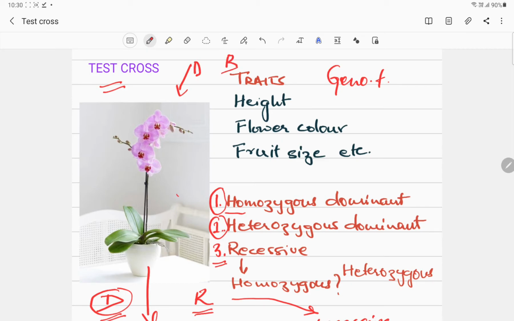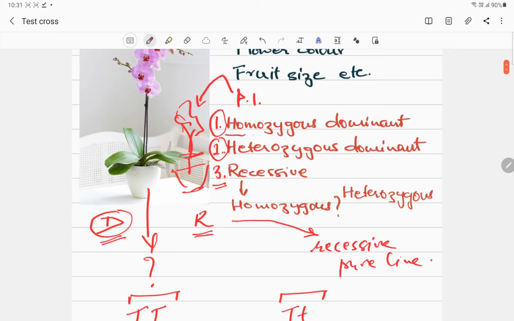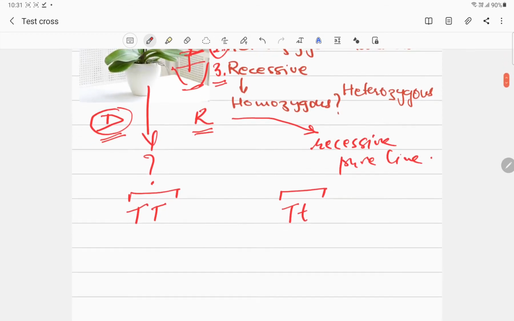See, if this plant is dwarf, let's say this was just this height after achieving maturity, then you could have cross-referenced it with a pure line of a recessive trait. We could have easily distinguished between a dominating and a recessive plant. But by looking at a tall plant, you cannot say whether it is a homozygous dominant or a heterozygous dominant trait carrying plant. How do we determine that now?